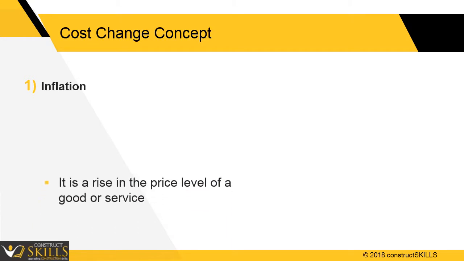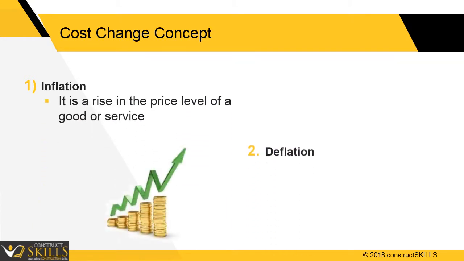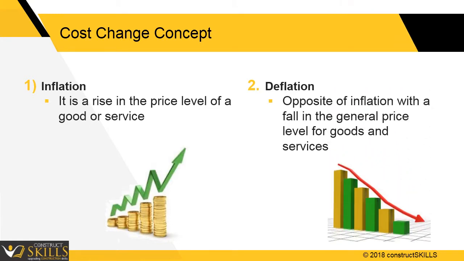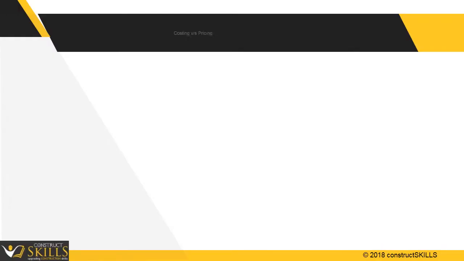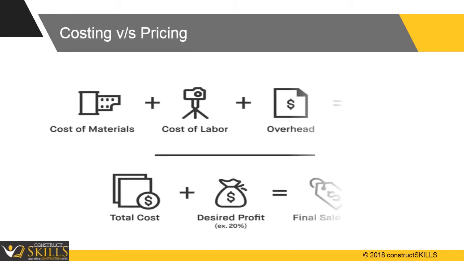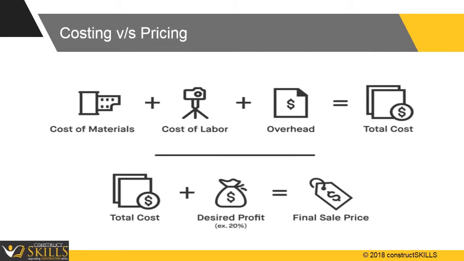Inflation. It is a rise in the price level of a good or service. Deflation. The opposite of inflation, with a fall in the general price level for goods and services. The table shows the difference between cost and price. The sum of materials plus labor plus overhead cost is termed as cost, while the sum of total cost plus profit is called final price.